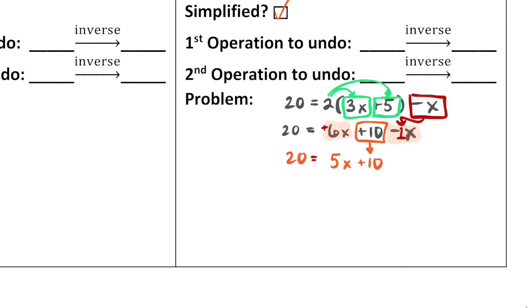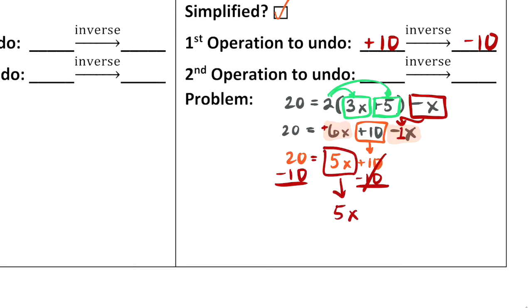So now that I'm simplified, first thing I would check for is any adding or subtracting. I notice that I've got a plus 10 there, so I want to subtract 10. Let me do that. 10s are gone. 5x still there, so it's still right there on the right. 10 minus 20 is 10.